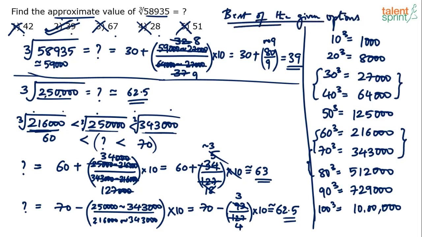So this is how you deal with finding an approximate cube root. Remember, it's slightly different from finding an approximate square root. In approximate square root, the denominator is twice whatever value you have considered: 2 into 60, here 2 into 70, in this case 2 into 30. But in the case of approximate cube root, the denominator is always the difference of the two numbers that you have considered in the range.